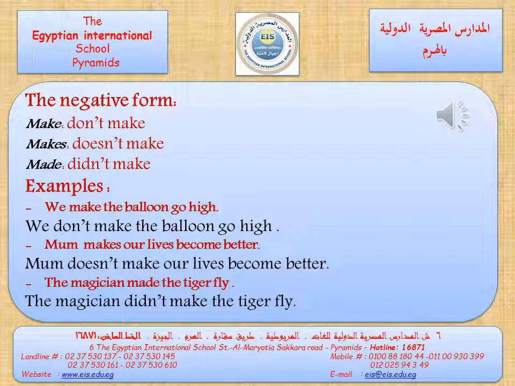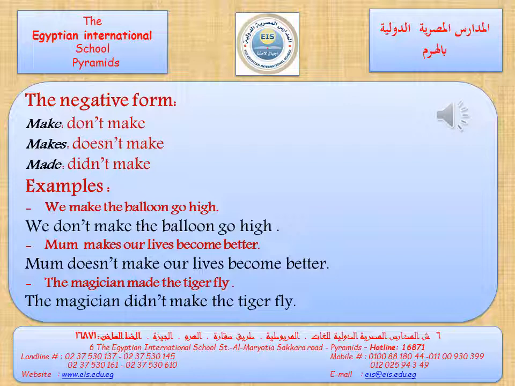Let's discuss these examples. Example number 1, we make the balloon go high. Let's make it in the negative form. We don't make the balloon go high. Why? We used don't because the sentence here is in the present and the sentence contains make. So the negative becomes we don't make the balloon go high.